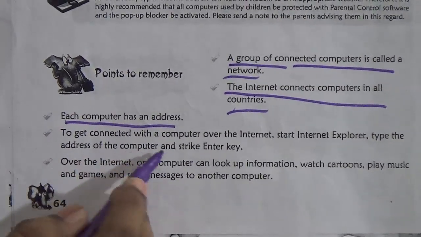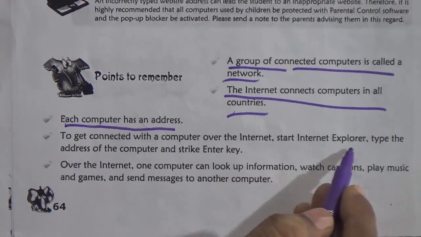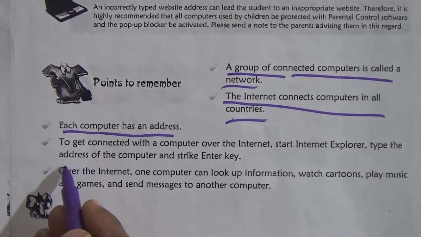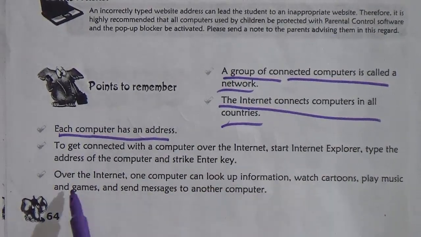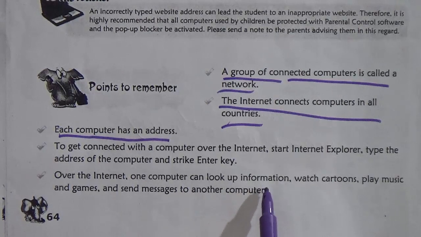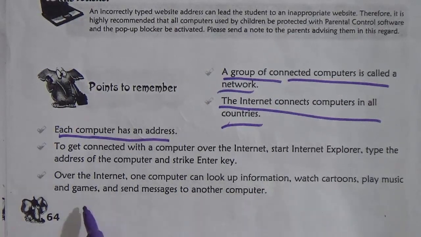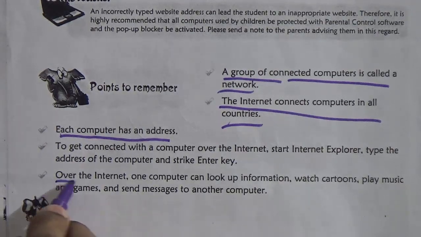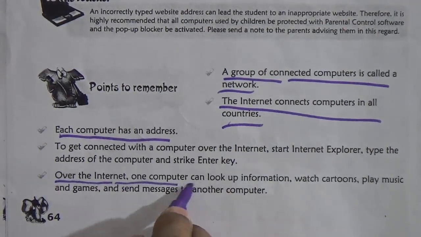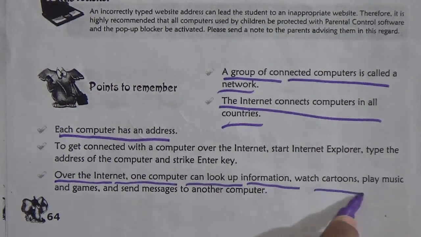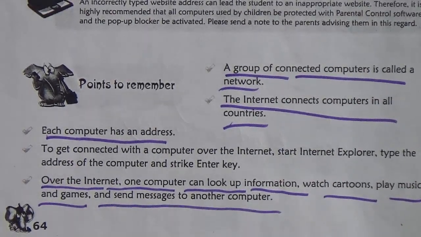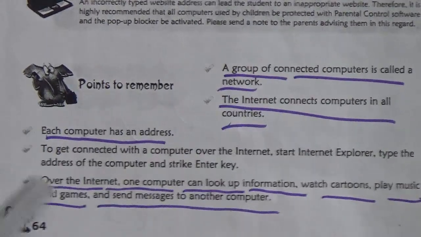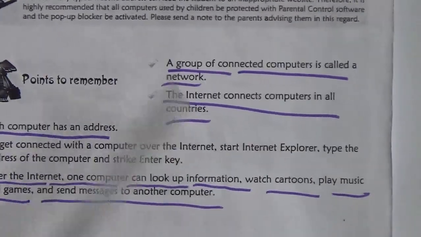To get connected with a computer over the internet, start Internet Explorer, type the address of the computer and strike the enter key. Over the internet, one computer can look up information, watch cartoons, play music and games, and send messages to another computer. This is very important. Points to remember, this portion is very, very important for the exam.